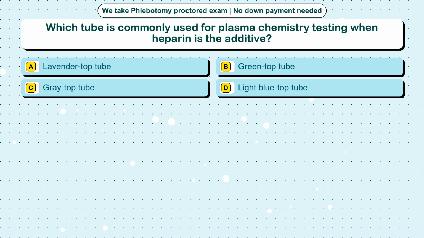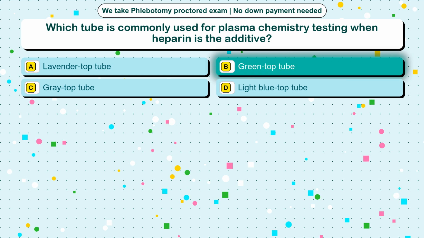Question 26. Which tube is commonly used for plasma chemistry testing when heparin is the additive? Option A. Lavender top tube. Option B. Green top tube. Option C. Gray top tube. Option D. Light blue top tube. The correct answer is option B.